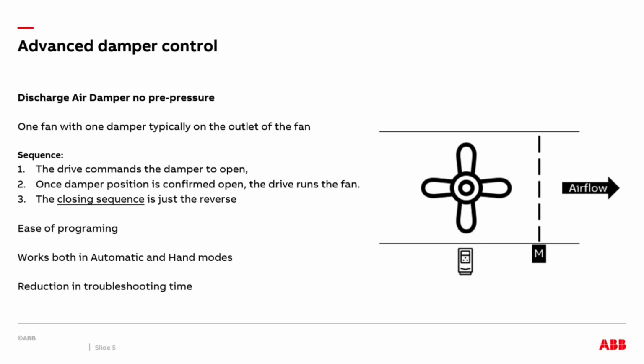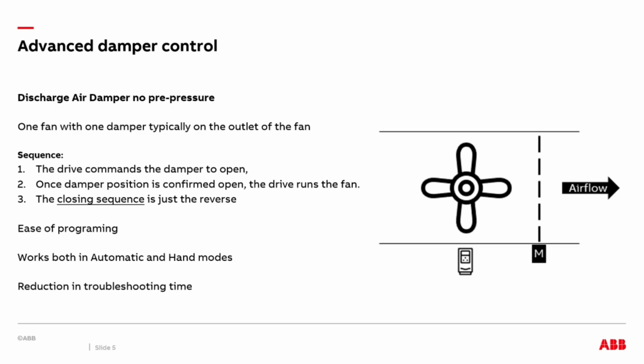So discharge air damper with no pre-pressure and all of advanced damper control is really easy to program. And we have a total group dedicated to this new feature, and that is Group 84. In a few slides, I'm actually going to run through how to program advanced damper control. But next, though, I want to talk about how this feature works both in automatic and hand modes.